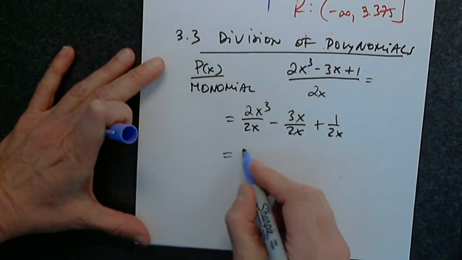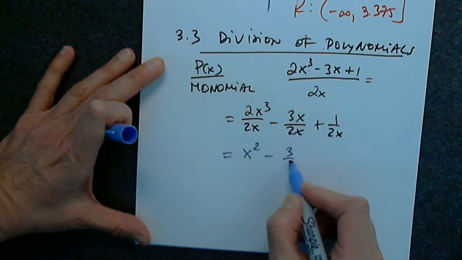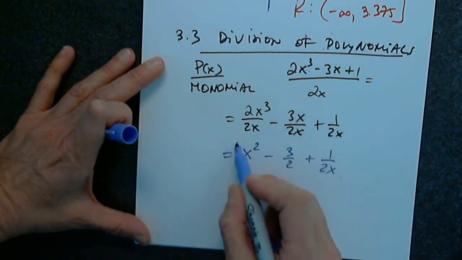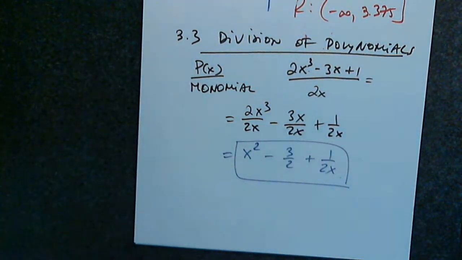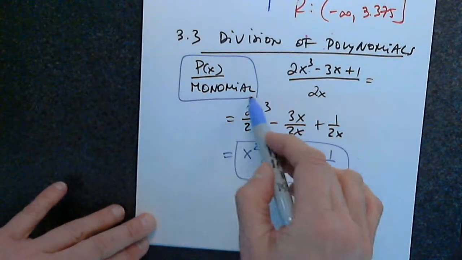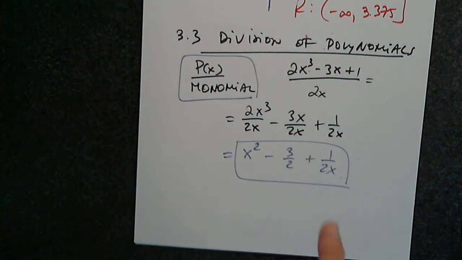So the first one becomes x squared, the next one is 3/2, and the last one I cannot do anything to it. But this is a very specific type of division: a polynomial divided by one term. Yes, one term. Monomial, one term.